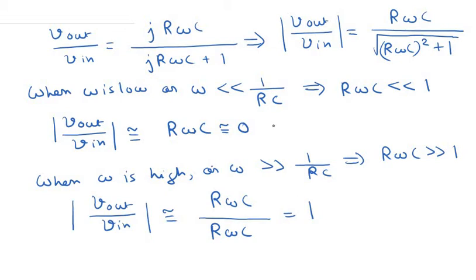Okay, so in the low frequency limit, that is when omega is low, this implies that mod of V out is approximately equal to 0. On the other hand, in the high frequency limit, when omega is high, this implies that mod of V out is approximately 1.